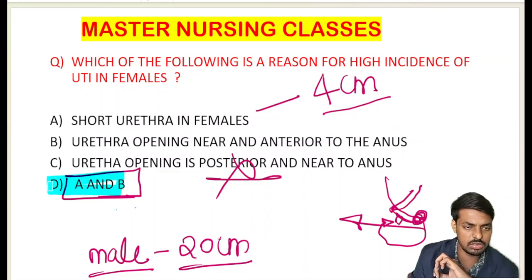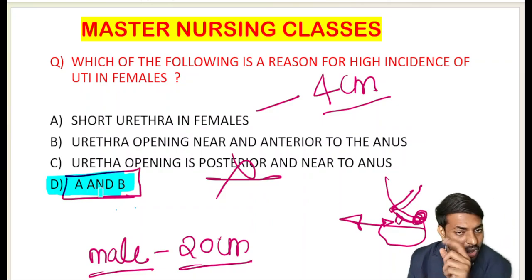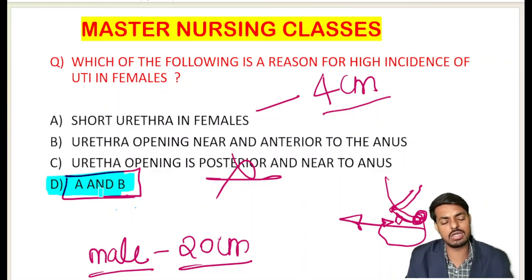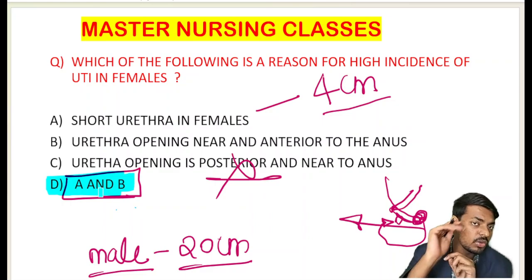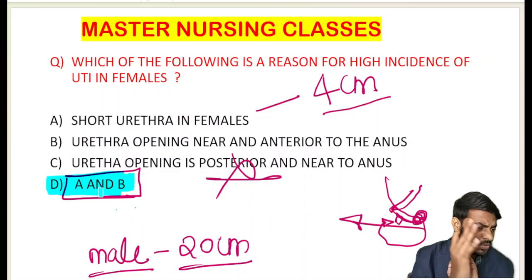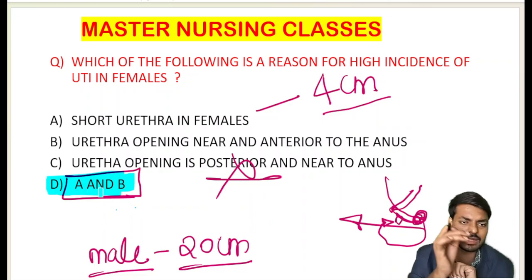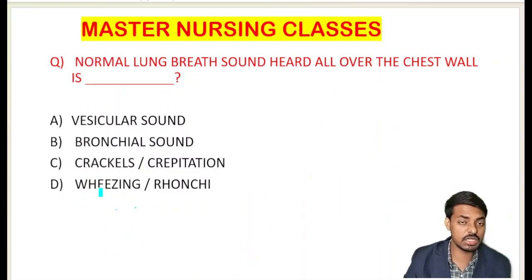Very good, students. This is how we will learn simple things. This is how we will build our concept. This is how we will crack our NORCET exam, students. Very, very important. Who all have given option D as the correct answer? I am saluting you all through the Master Nursing Classes. Your concepts are very clear. Your consistency is very good. So because of that only you are giving good answers to such difficult questions. Very good students. Keep it up. This is the thing which makes you a champion.